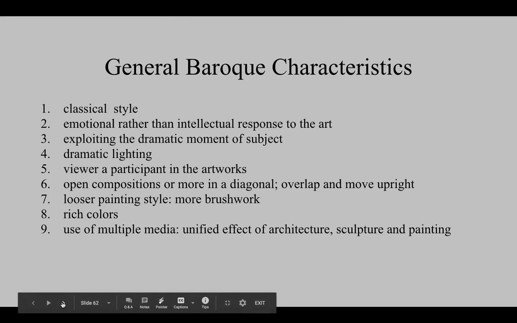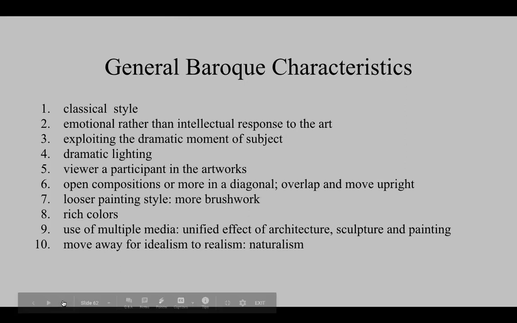Baroque is very theatrical, and so there's often a multimedia extravaganza going on. They're going to have architecture that's designed for the paintings or the sculpture. There's going to be sculptural components to the art display, and then there's going to be painting. So there's an integration of architecture, sculpture, and painting for one visual impact. There's a move away from idealism to realism. Basically that means a move from perfection to what people really look like. We call that naturalism.